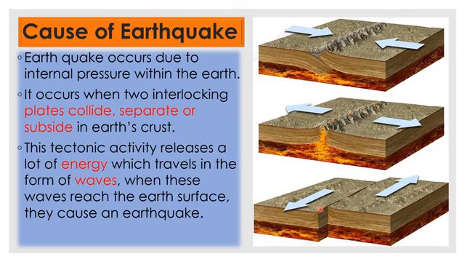The third movement of these tectonic plates is the subsiding movement, when the Earth's tectonic plates move in the opposite direction or pass each other. This movement also leads to the trembling of Earth. This tectonic activity releases lots of energy which travels in the form of waves. When these waves reach the Earth's surface, they cause an earthquake.